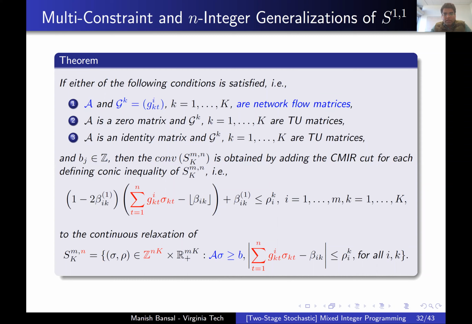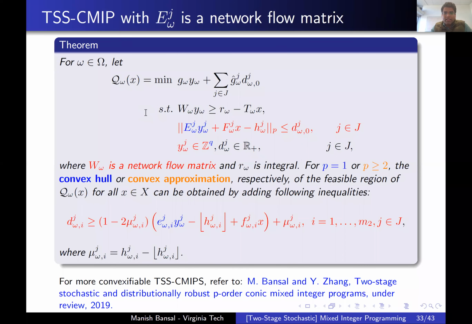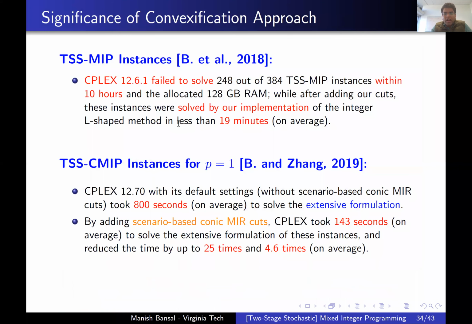And what we proved was that under some of these conditions, for example, if A and this matrix GK are network flow matrices, then just by adding the conic mixed integer rounding inequality for each defining conic inequality of the set, we can obtain the convex hull of this set. We then utilize it to obtain a convex approximation of this recourse function, where W omega is a network flow matrix, and EJ omega is also a network flow matrix. Again, the significance of this was more on the computational side, like I mentioned.